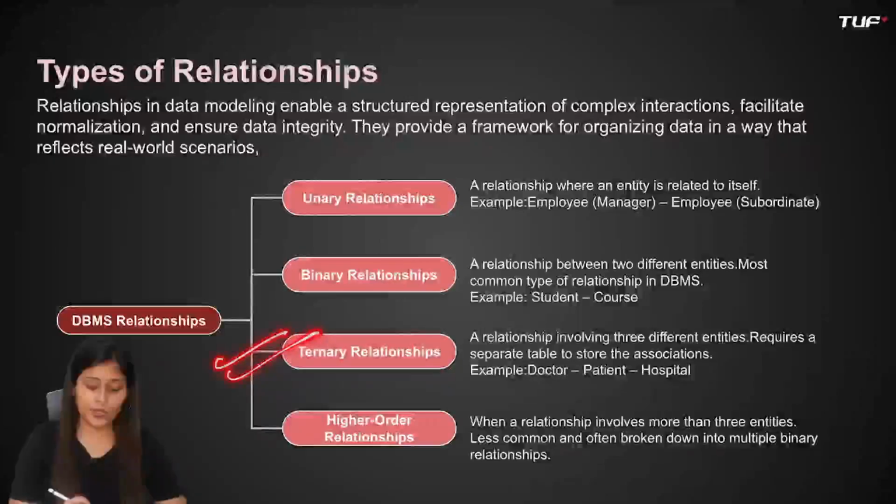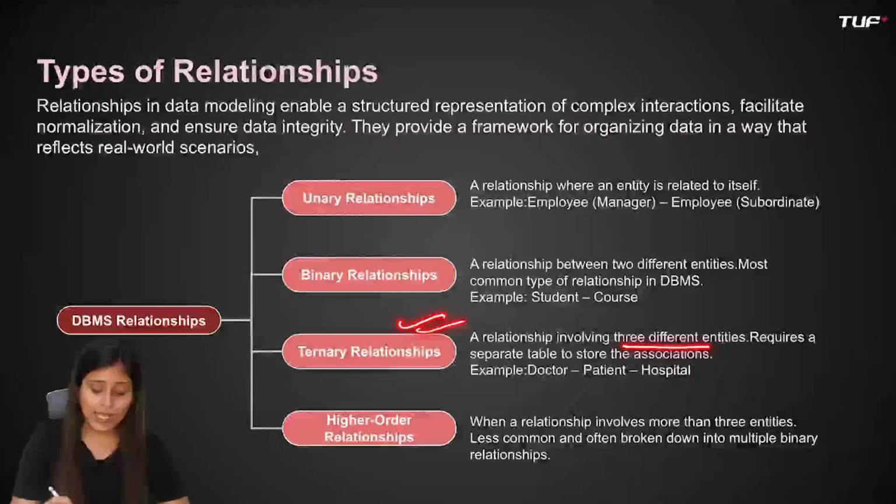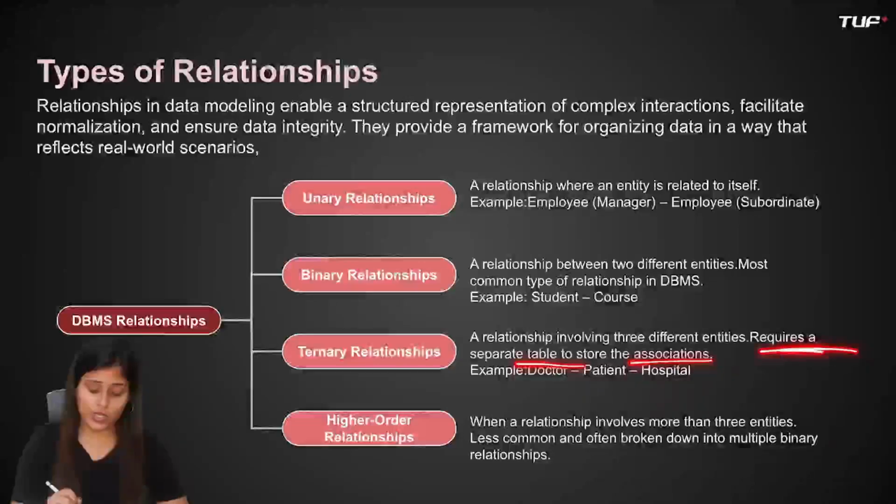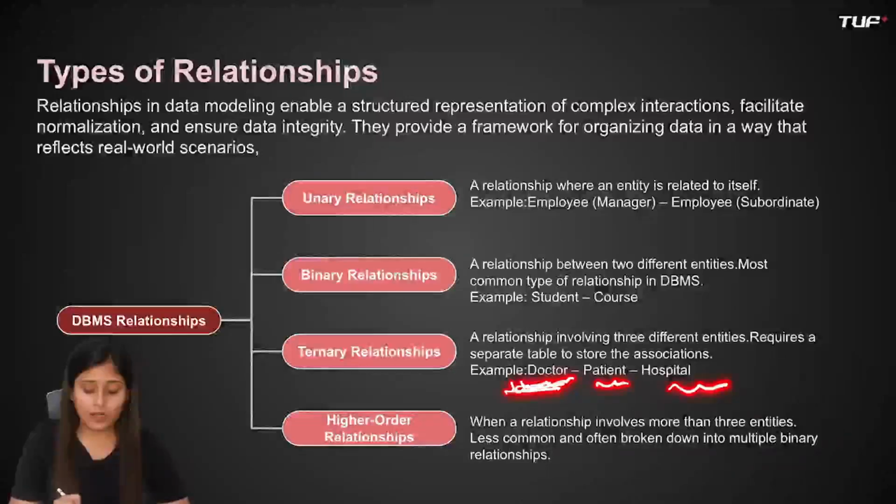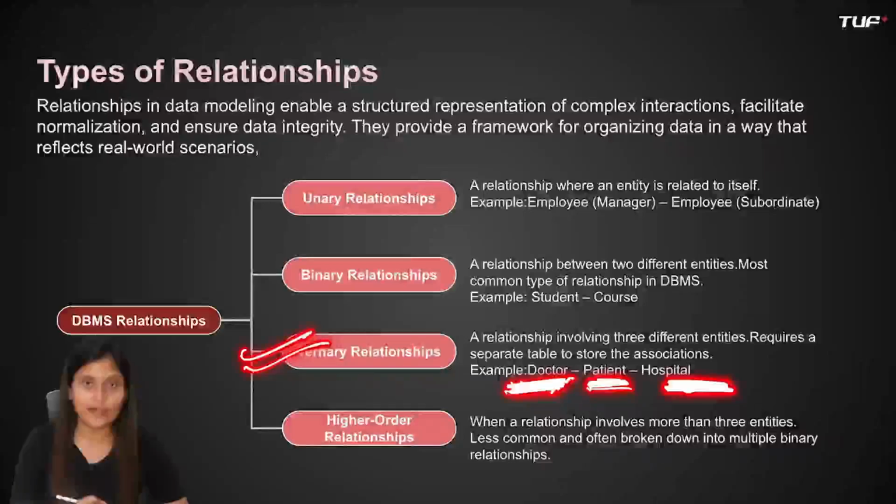Next is ternary relationship. This occurs when three different types of entities interact with each other. It requires a separate table to store the associations. The example is, let's suppose we have a doctor, patient and hospital. Doctor entity stores all the information about the doctor, timings for when they are available and the specialization of the doctors. Patient includes the list and number of patients, and hospital will include the number of hospitals available in that particular area. So these are the three entities, and the relationship between three entities will be called a ternary relationship.